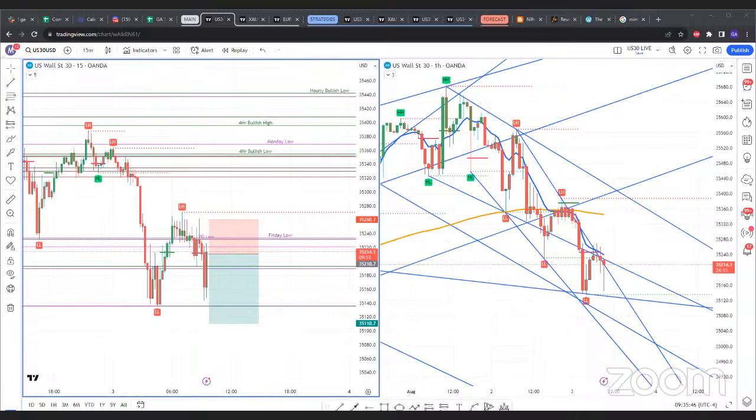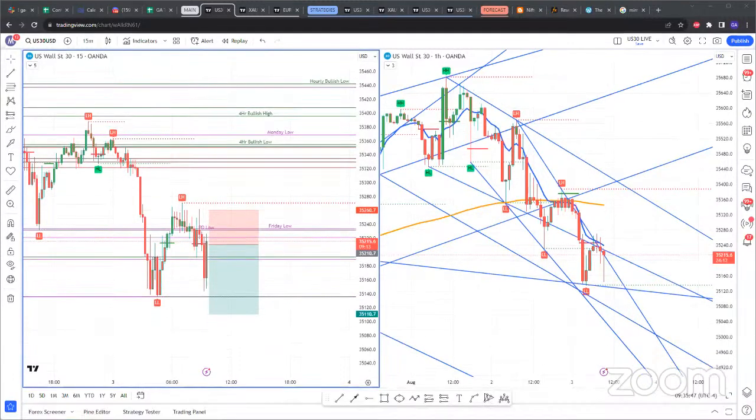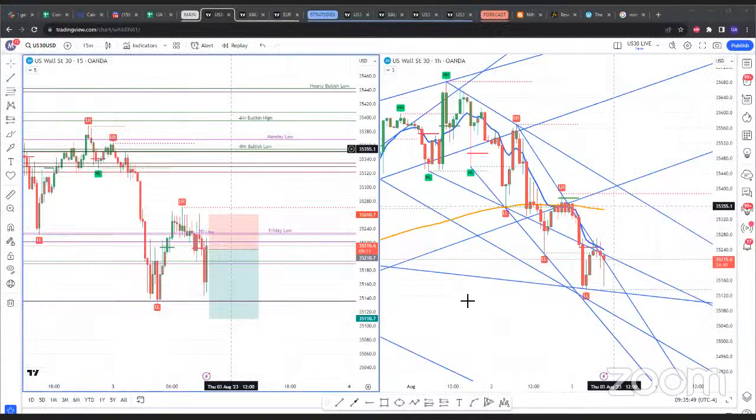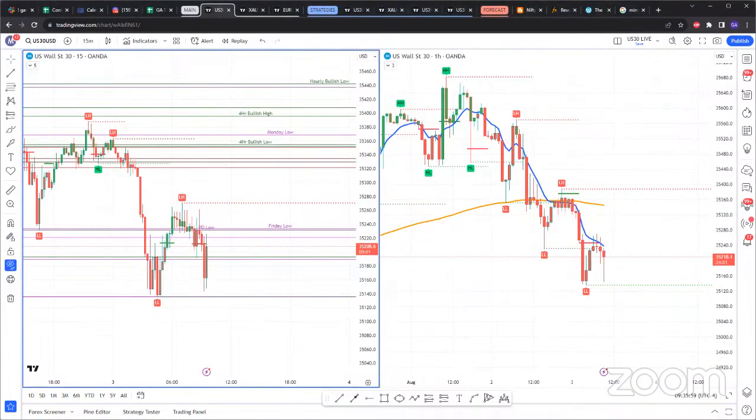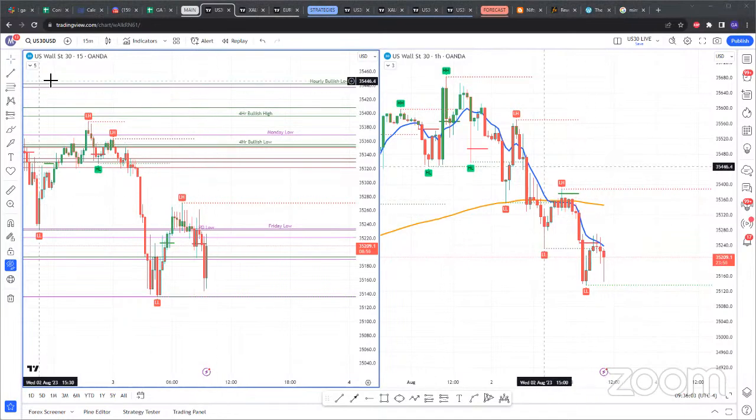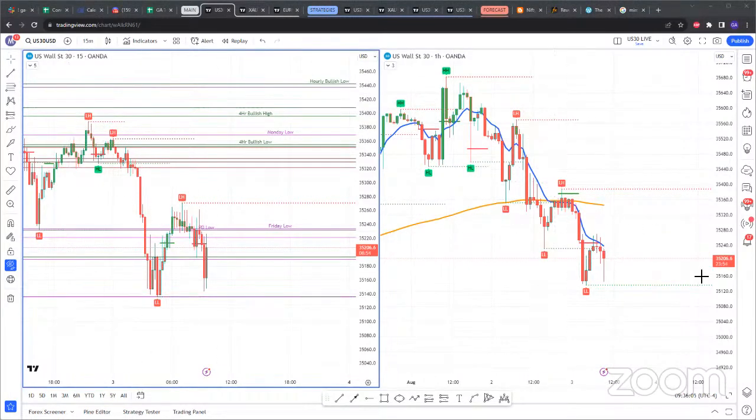All right, good morning, guys. Today is Thursday, August 3rd. And as always, doing analysis for US 30, gold and EU. So a couple of things you guys might notice, I've taken off a bunch of my indicators. For example, I've taken off the 9 EMA, the 200 EMA.